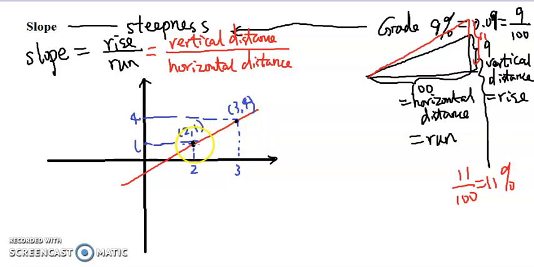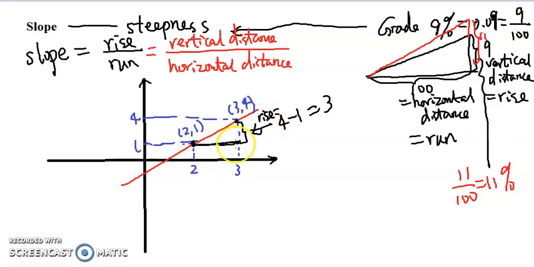So the rise will be, let's draw a horizontal line so we can see, from here to here. As you can see, this line segment is the same as this line segment. It has the same length as that line segment, which is 4 minus 1. So that line segment right here is 4 minus 1 equals 3. So that's our rise in this case, the vertical distance.